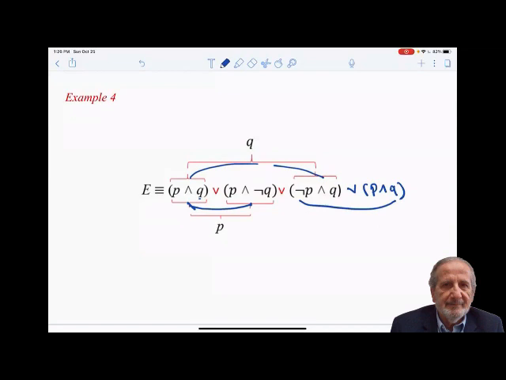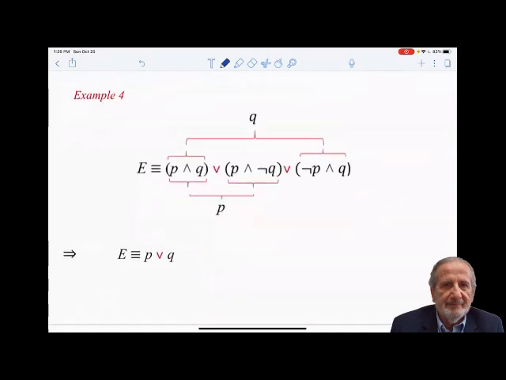So now when you take the first one and the last one, let's clean this up here. You get P cancels with not P, you get Q. So the answer will be P or Q. Okay, so that's a clean version of the answer here.